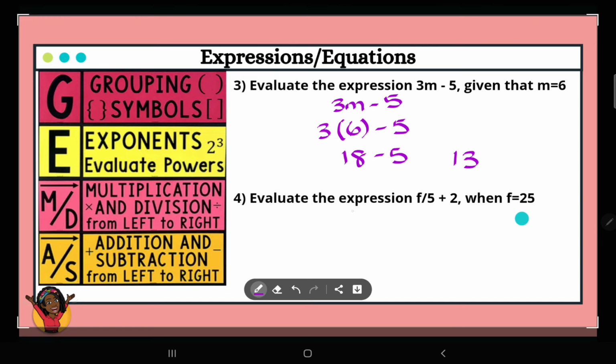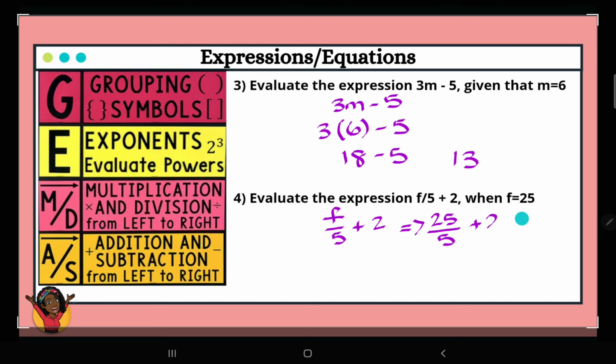Our next example is f divided by 5 plus 2. It says that f is 25, so I'm going to go ahead and substitute that in. So 25 divided by 5 plus 2. Order of operations tells me to divide first and then add. 25 divided by 5 is 5 plus 2. 5 plus 2 is 7. So that's my simplified value of this expression.